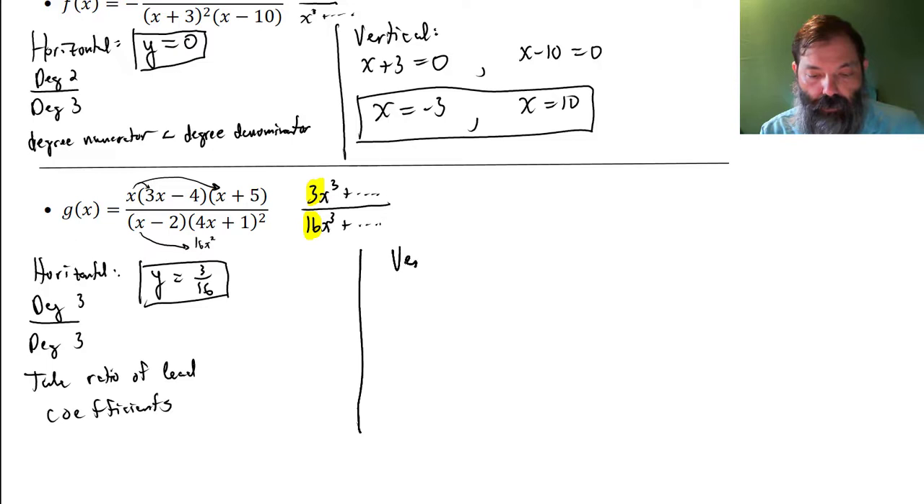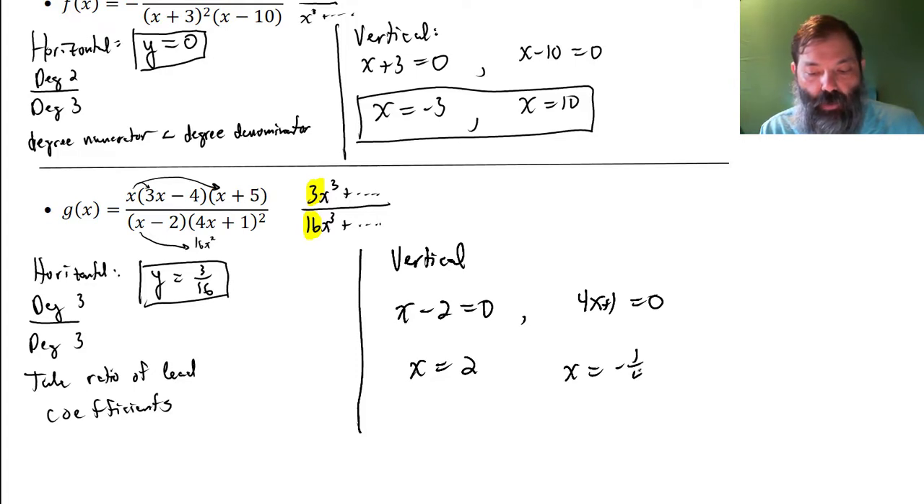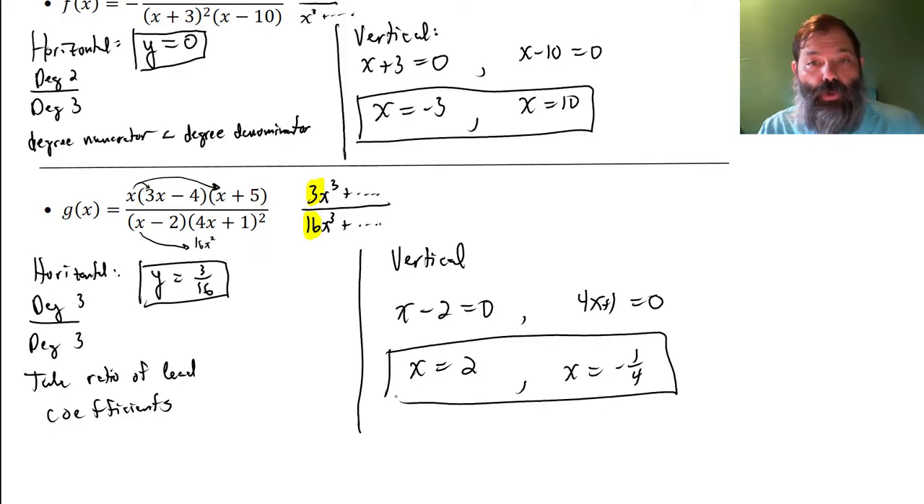For the vertical, again, there's no common factors between the numerator and denominator, so I can simply take the factors of the denominator and set them equal to 0. x minus 2 equals 0 implies that x equals 2. 4x plus 1 equals 0 implies that x equals negative 1/4. And those are the locations of the vertical asymptotes.